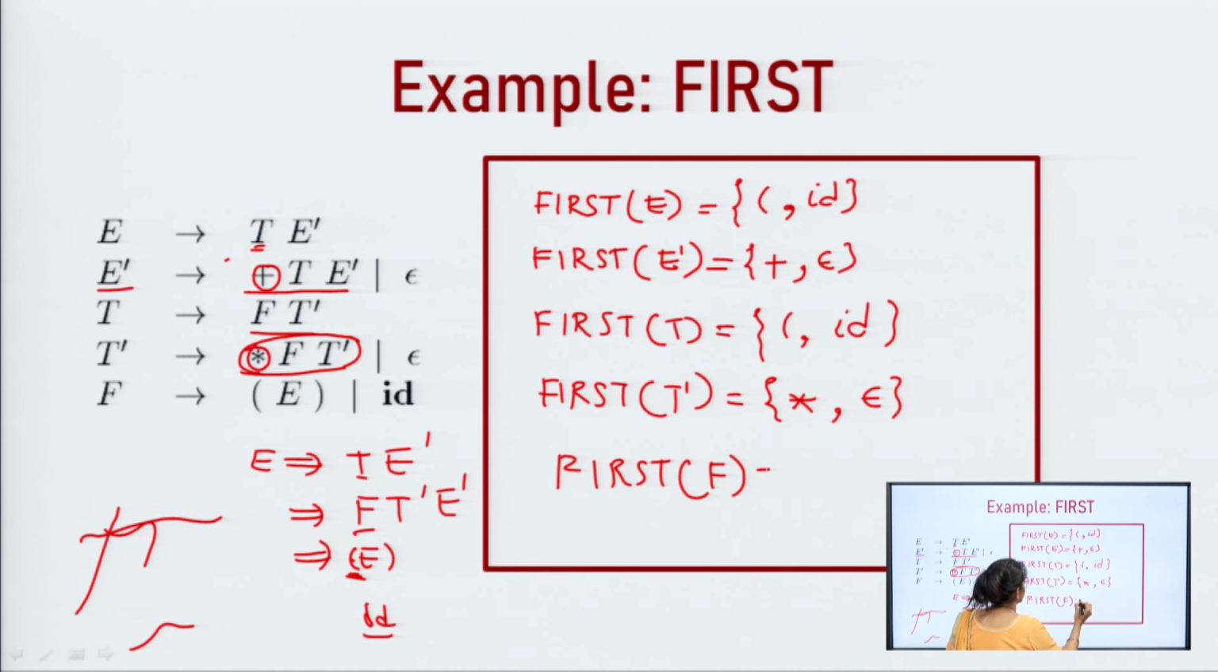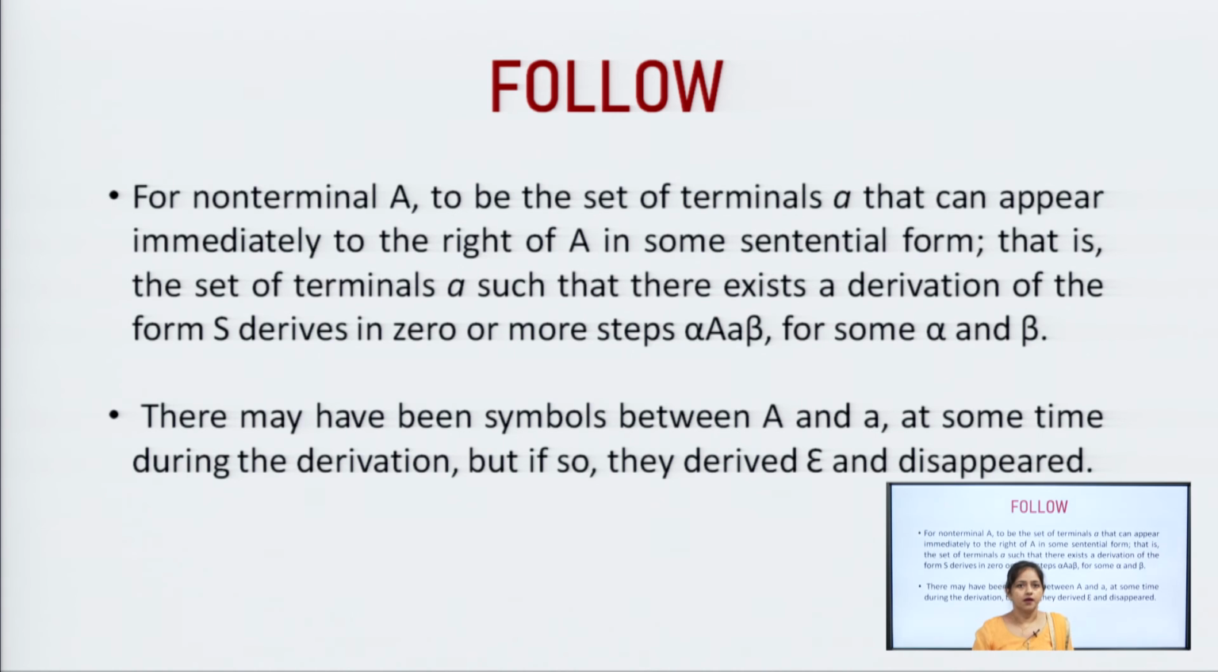First of F. So we will again see F can derive the form, and the first terminal is opening parenthesis and ID. So this is the method how to obtain first of any non-terminal. Now we will look at follow.